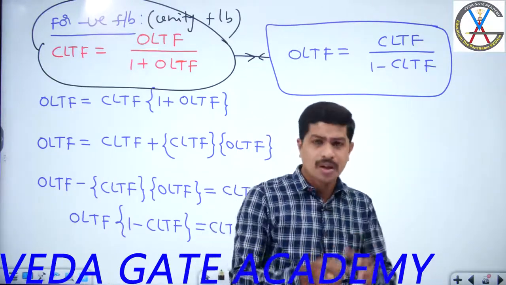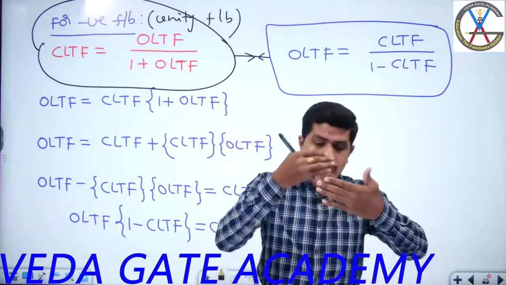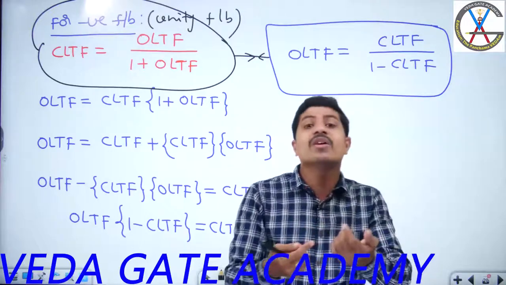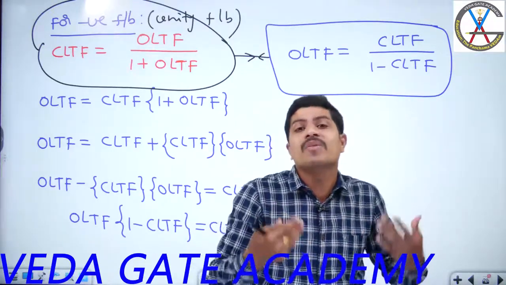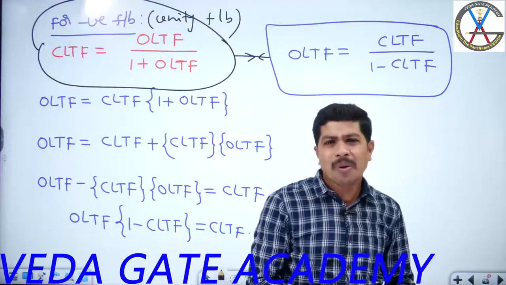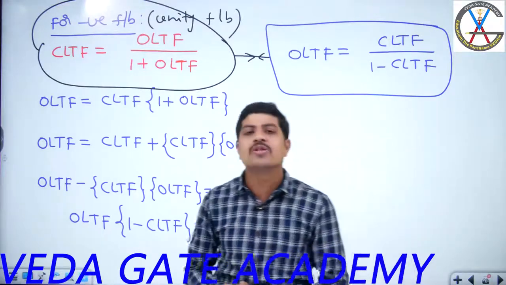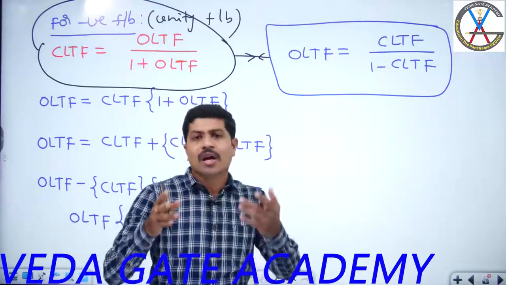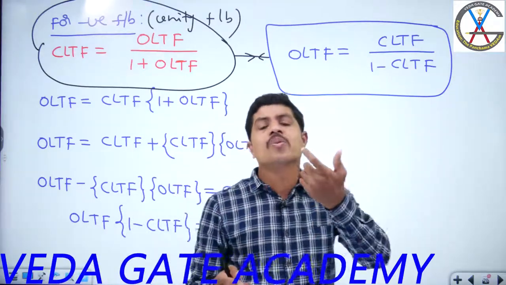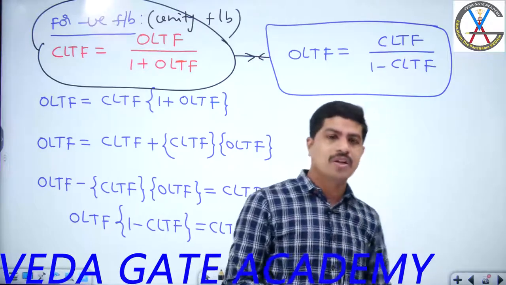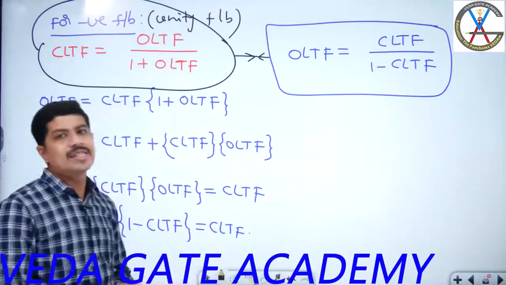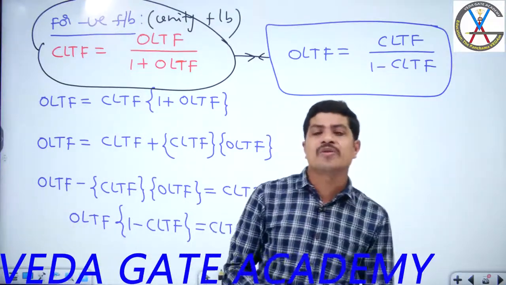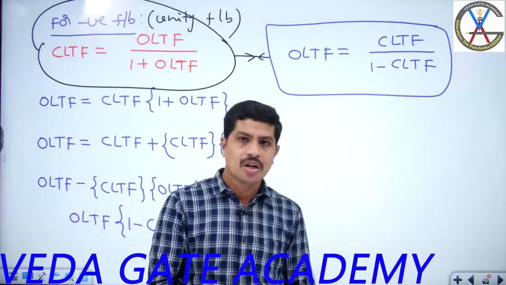Why? Because making the closed loop system denominator equal to 0 gives the system poles. If I know the system poles, I will be able to know the behavior of the system. But if I know only the open loop poles, I am not in a position to find the system behavior. That's why the characteristic equation is the denominator of the closed loop transfer function, but not the open loop transfer function. Further, you are going to understand why. All these things we are going to discuss further.